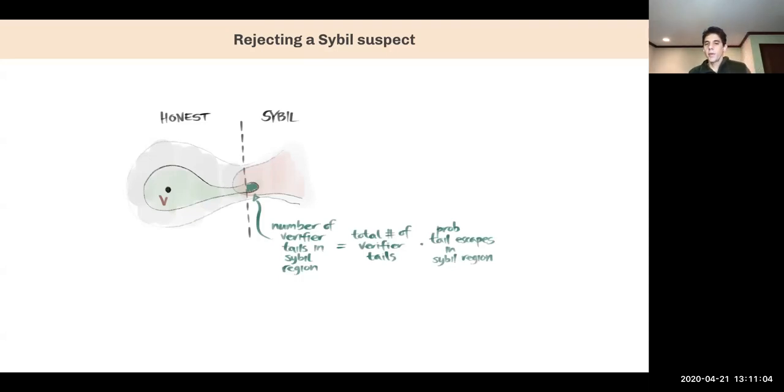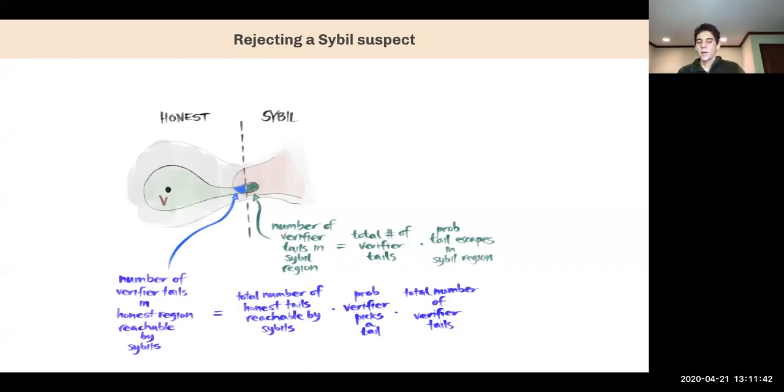So the first piece is the tails of the verifier that might escape into the dishonest region, and their expected value is simply the total number of tails that the verifier produces, which is square root of n, times the probability that a random walk from the verifier actually escapes into the Sybil region. And I'll put in the numbers in a second.